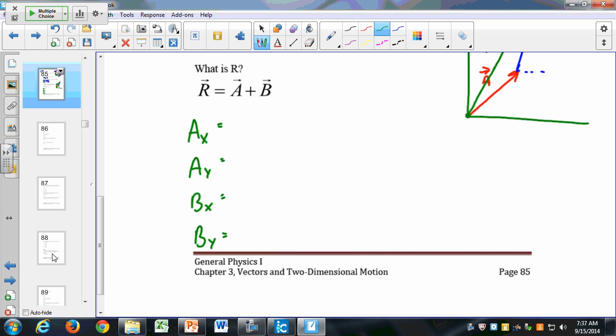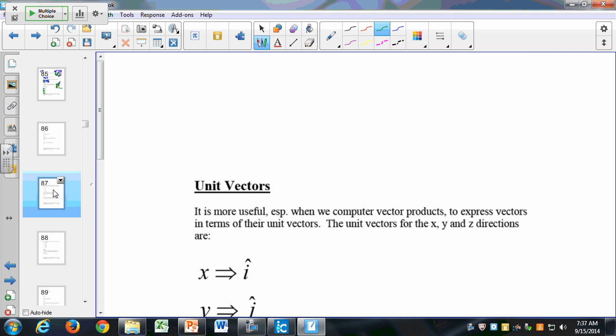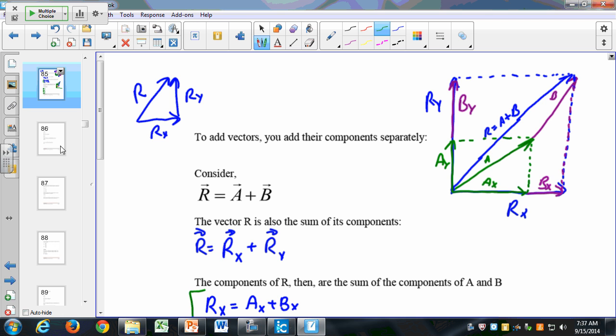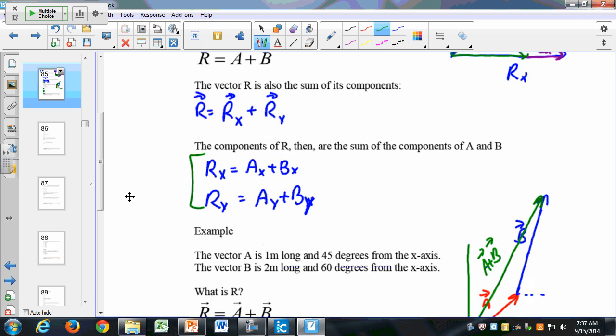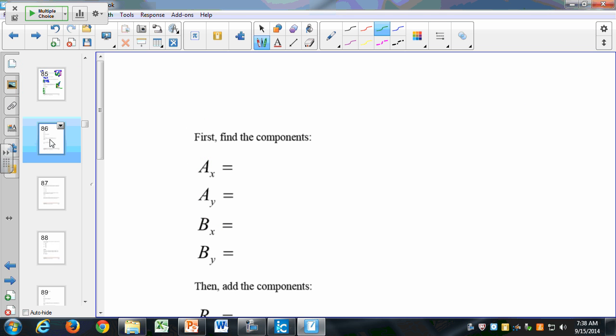While we're doing that, I'm going to go down a couple pages. I want to see something. Okay, yeah, there we go. I think I have this on the next page.